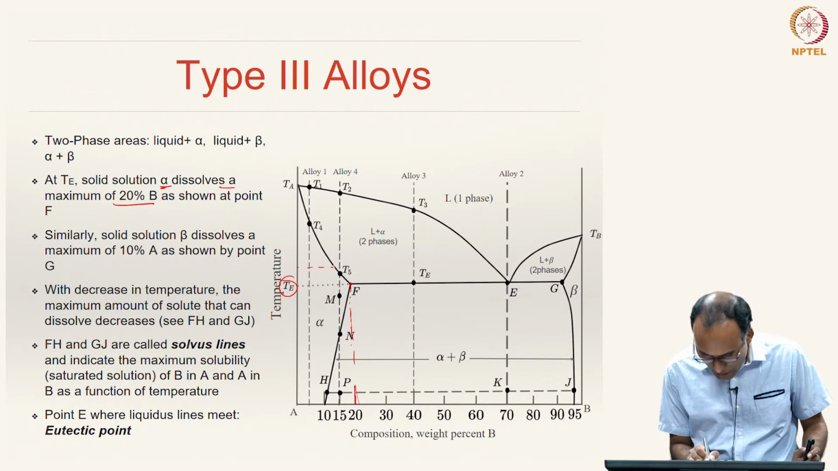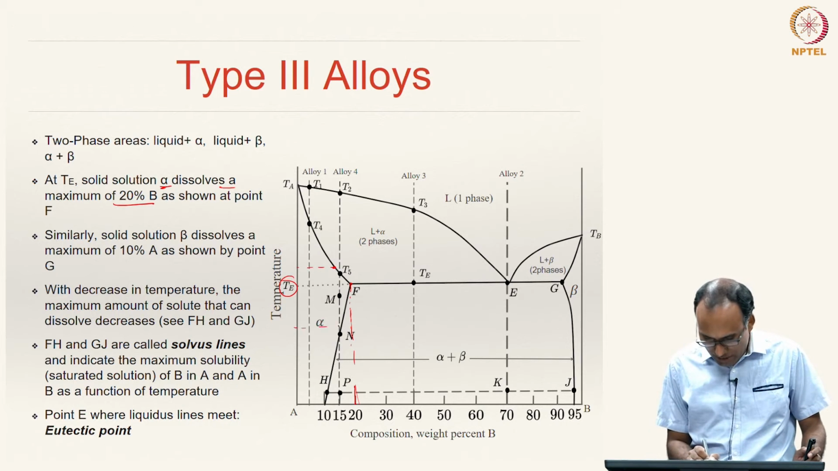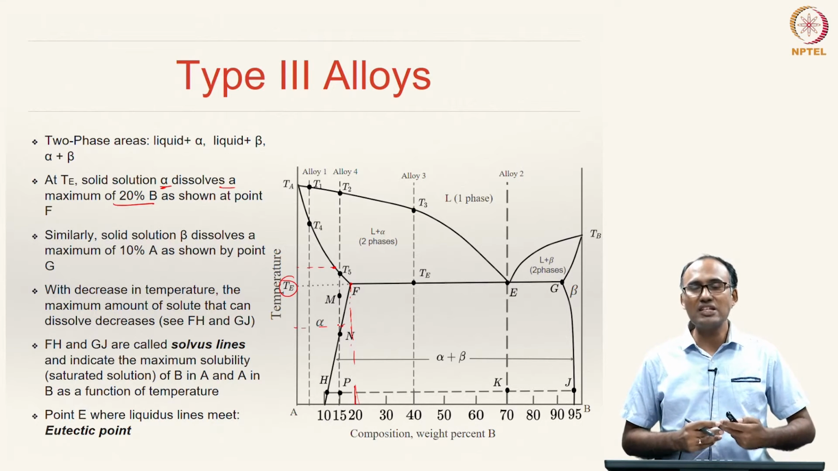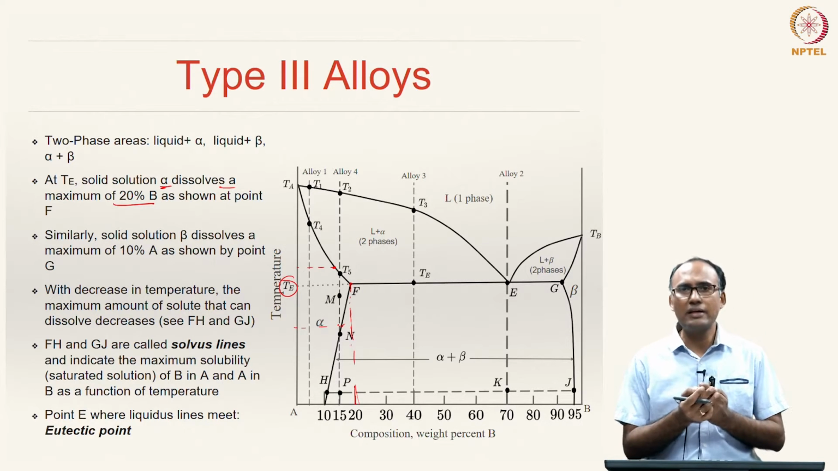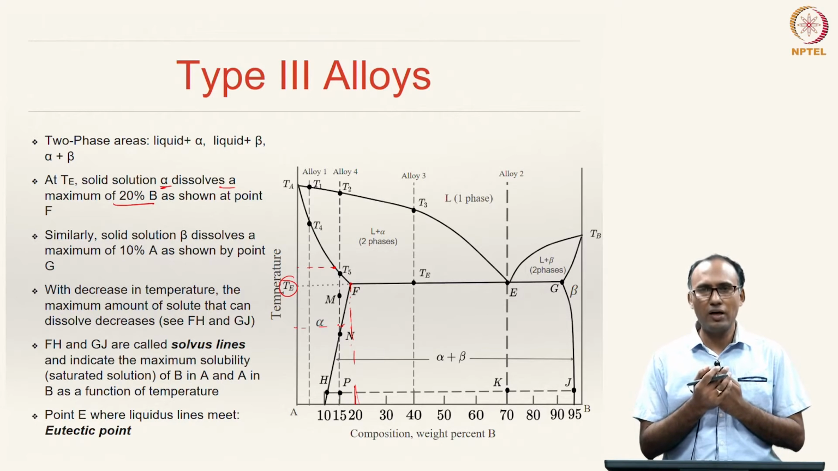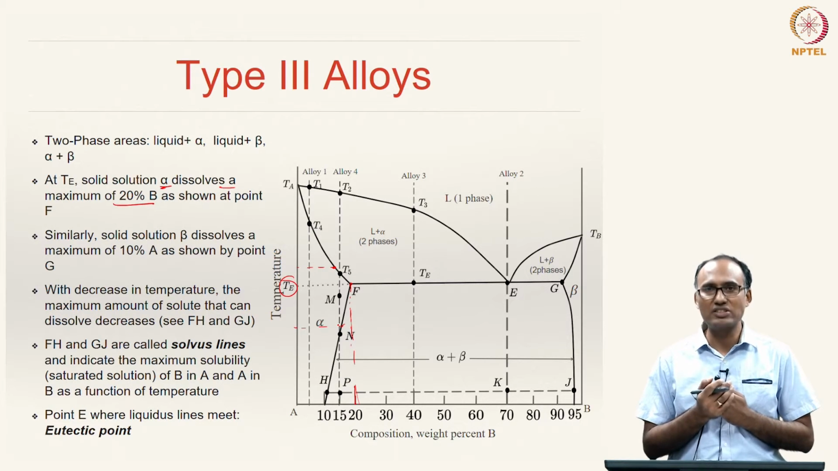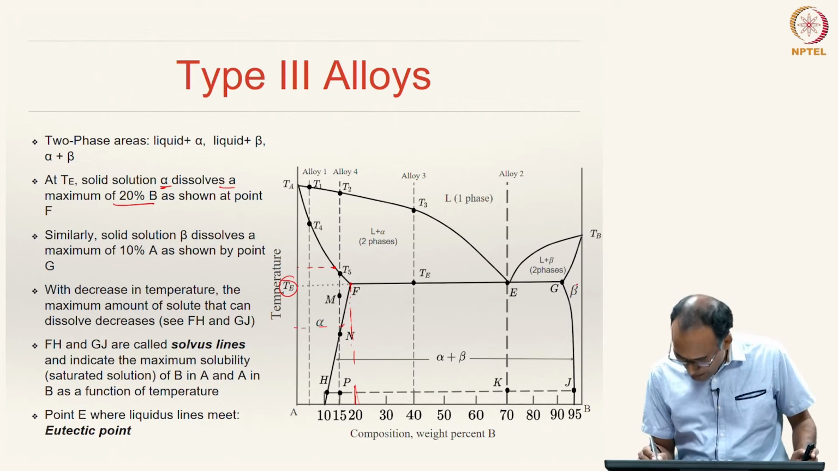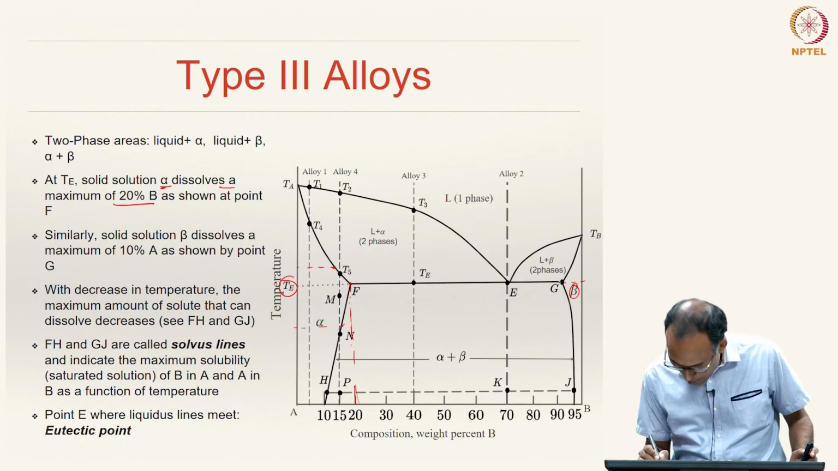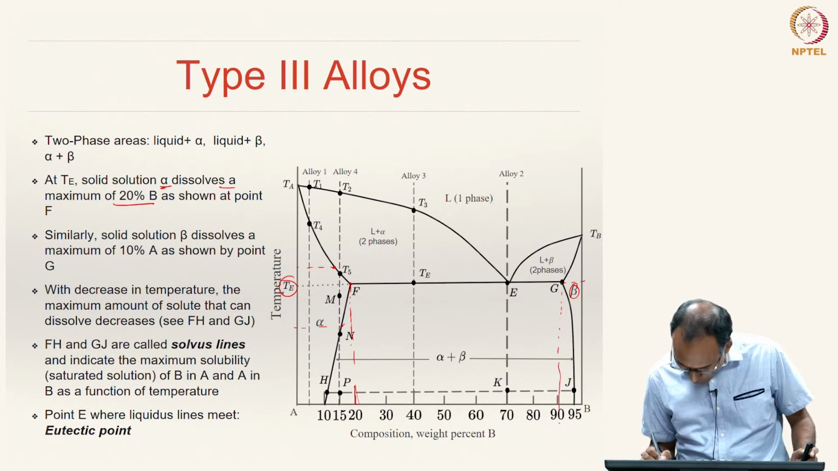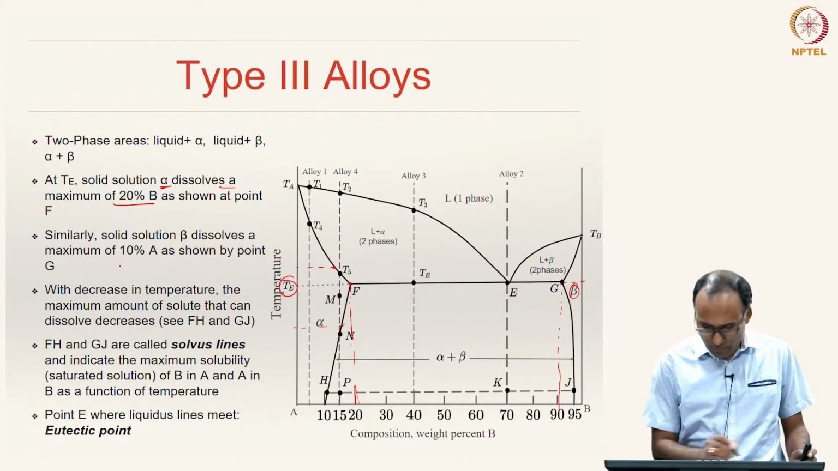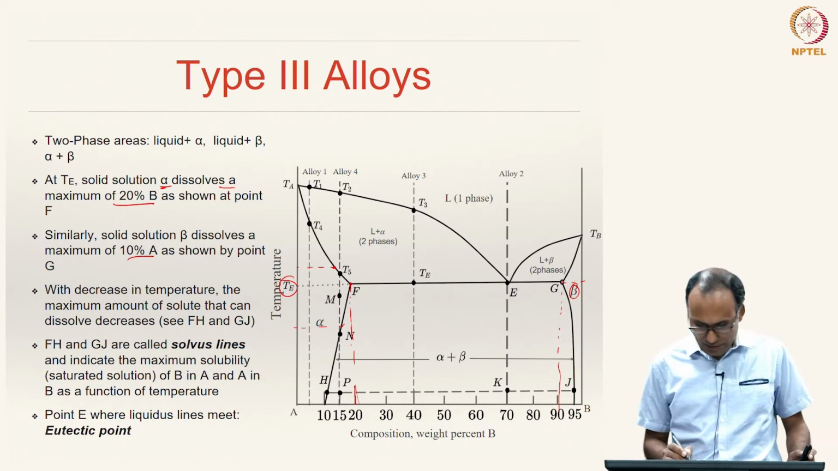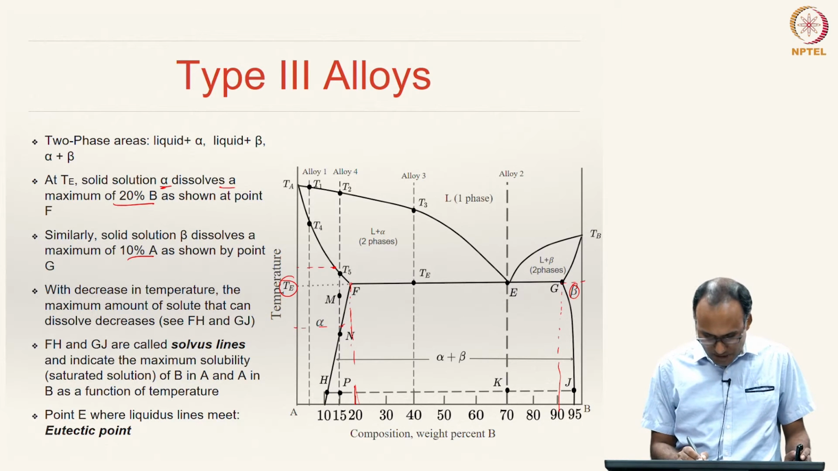For instance, at this temperature the solubility is only this much, at this temperature the solubility is only this much. So, the solubility limit changes as a function of temperature, as we have already seen in the sugar water syrup example that we have discussed in the very beginning of this module, right. Similarly, if you take beta at the same TE temperature, it has the maximum solubility of 10% of A, right, because it is 90, that means you have 10% A in B, which is described by point G, and the maximum solubility of B in A is described by point F.